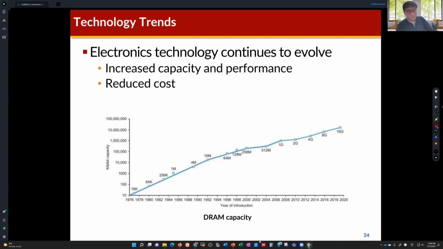CPUs and GPUs are actually products of semiconductor technology. So that means the performance of these processors is determined by technology. If we can use very fast transistors, then the performance of our CPUs or GPUs can be increased.